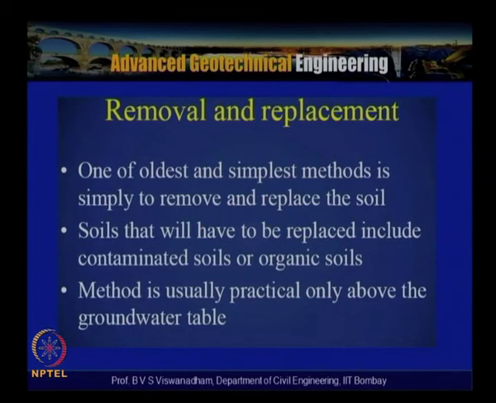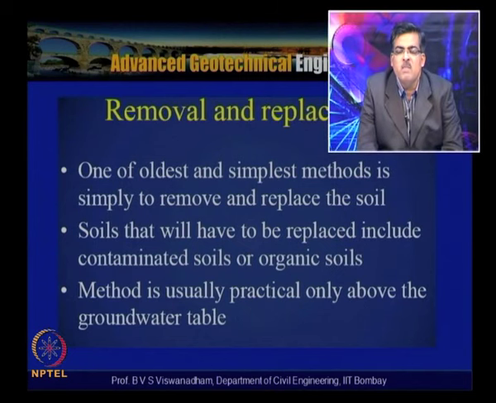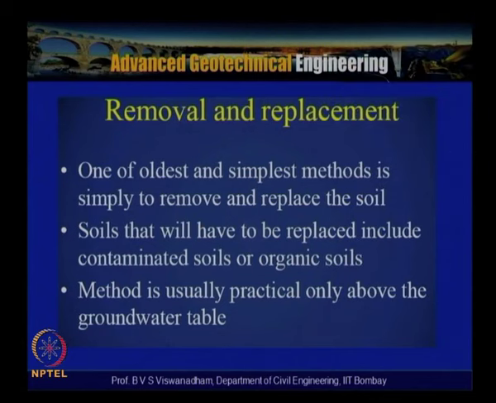Before the discussion of any method, the first and foremost method is removal and replacement of a problematic soil. One of the oldest and simplest methods is to simply remove and replace the soil. Soils that will have to be replaced include contaminated soils, organic soils, or marshy soils. This method is usually practicable if it is above the groundwater table, and if the volume of the soil to be removed or replaced is a limited quantity. If it involves large quantities, there will be difficulties, or it will be highly uneconomical to go for the removal and replacement technique.